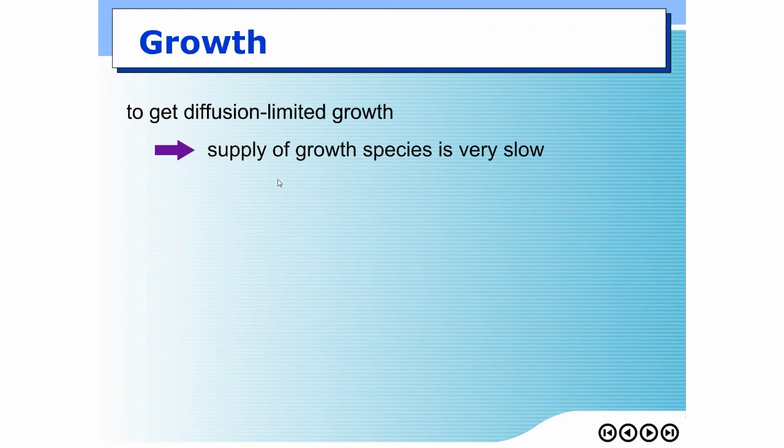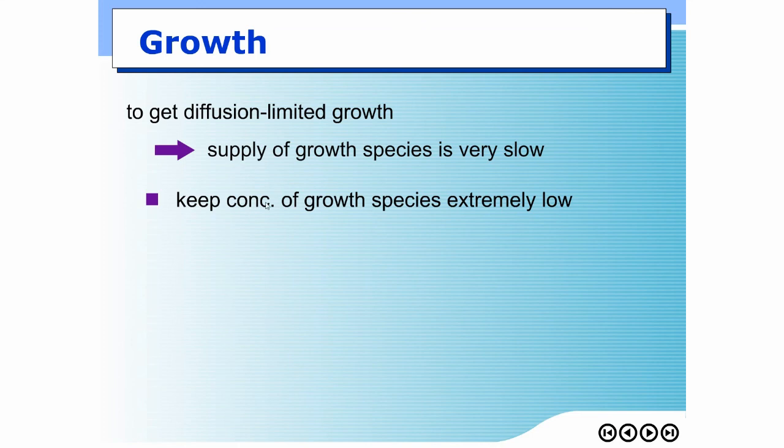How can we make diffusion slow? The growth species is supposed to be provided slowly by keeping the concentration of growth species very low. If the concentration of growth species is low, the concentration of growth species on the surface will be low as well, and diffusion will be rather slow because the concentration gradient is small.